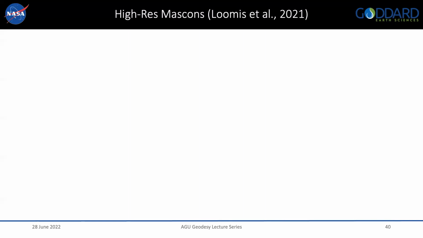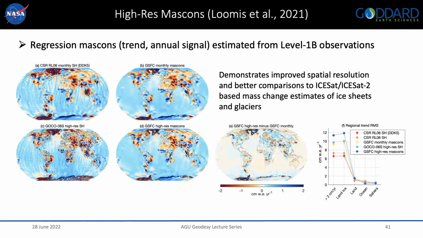More recently, my colleague Bryant Loomis and some of his collaborators published a paper, I think it was in December of last year, examining a global application of a high spatial resolution technique for improving on trends and annual signals and things that we typically study with GRACE. The method involves a direct estimation of things like trends, things like annual signals from the Level 1B observations.